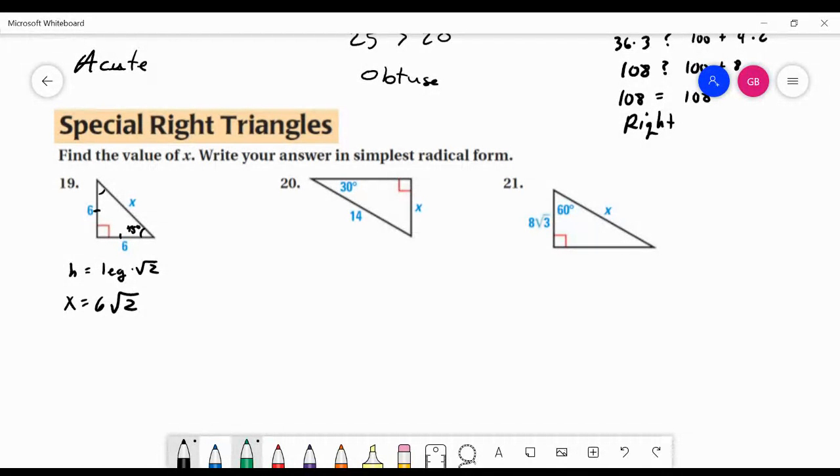For number 20, this is a 30, 60, 90 triangle. So what we're missing is the short leg, the one that is opposite of the smaller angle. So one of the formulas for this one is hypotenuse is equal to short leg times 2. So 14 is equal to 2x. So x is equal to 7.